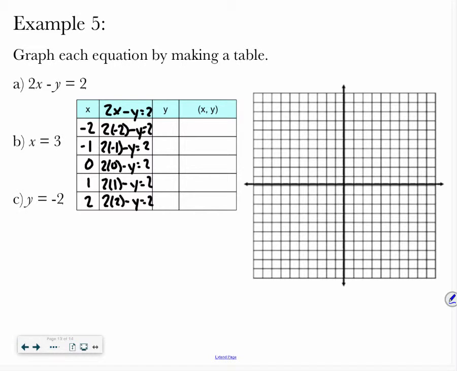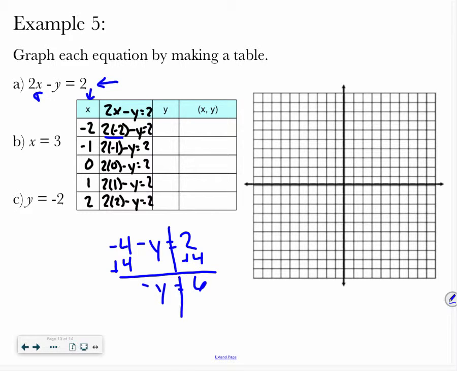The points I want you to test when you have equations that look like this are negative 2, negative 1, 0, 1, and 2. Okay? So if we plug a negative 2 in for x, we have 2 times negative 2. That gives us negative 4 minus y equals 2. So if I solve, I add 4 to both sides, I have negative y equals 6. In order to get that negative away from the y, I'm going to divide by negative 1. I have y equals negative 6.